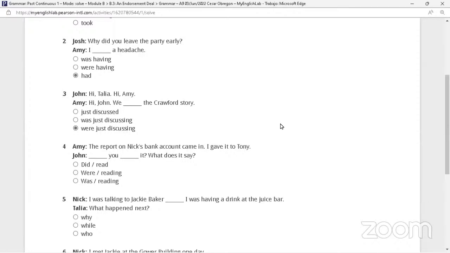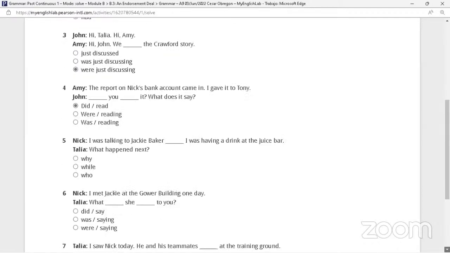The report on Nick's bank account came in. I gave it to Tony. What does it say? Were you reading it? What does it say? Okay, be careful here. The report on Nick's bank account came in, and I gave it to Tony. You had it and you gave it, so it's past simple. Did you read it? What does it say?